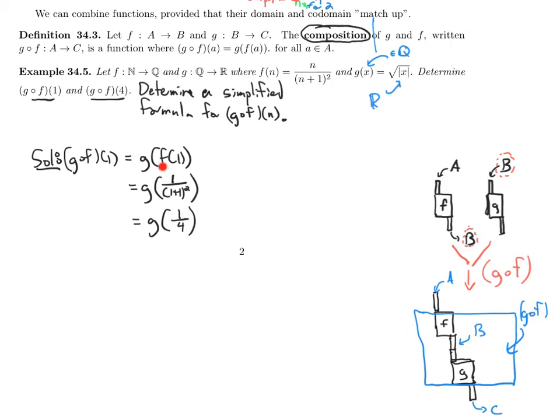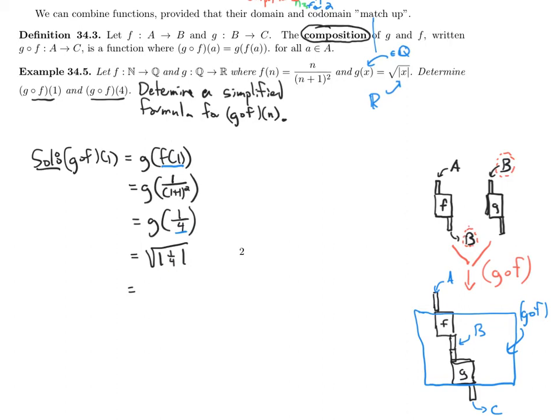So f of 1 is a quarter. And now we take g of it. g of a quarter is the square root of the absolute value of a quarter, which is, well, if we think about it, this here is going to be positive, so we can take the square root of the absolute value of each of the numerator and denominator separately.